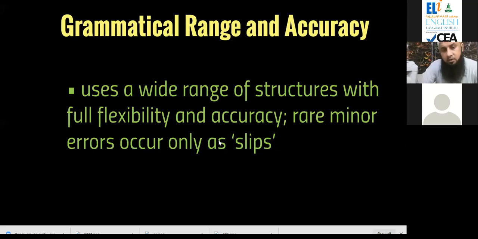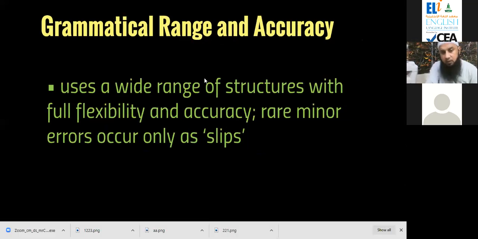Right, so uses a wide range of structures with flexibility and accuracy. Rare mistakes or errors occur as slips only. So these are the four things they check in your writing. Number one, the rubric is over. Now I want to show you something else that would attract you.